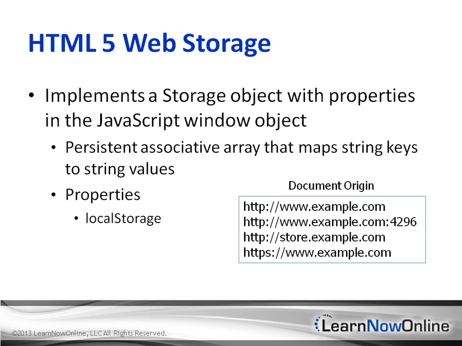So only data used by documents from the same origin is going to share local storage data, no matter where the client-side script originated. And to be clear, all documents from the same origin can read, write, and overwrite the same local storage data. Documents from different origins can never read or write each other's data.